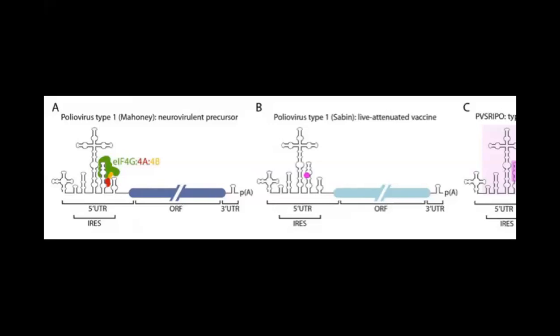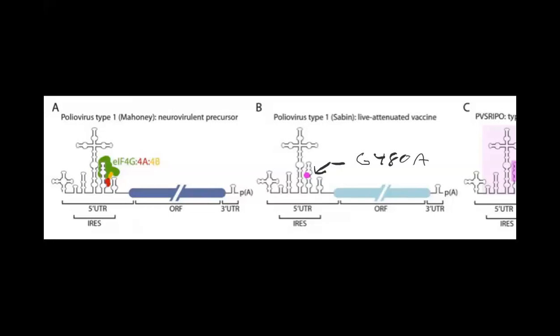But then there's a modification that takes place for the live attenuated vaccine. That's a single point mutation. I don't think I put in my notes what location it is. Maybe I can find it. There's a point mutation at G480A.